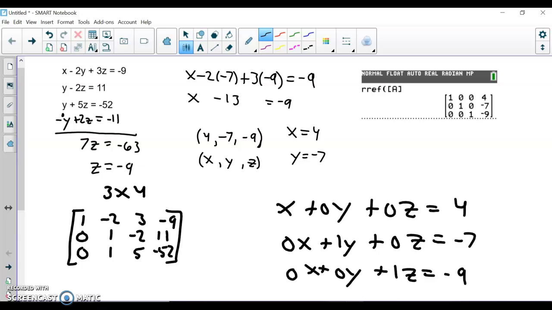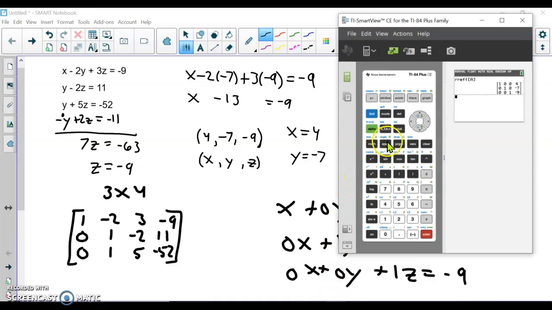There is, I guess technically, a third route. It's the same thing, but it's on some of the newer calculators. If you have a newer calculator, maybe you would prefer this method.